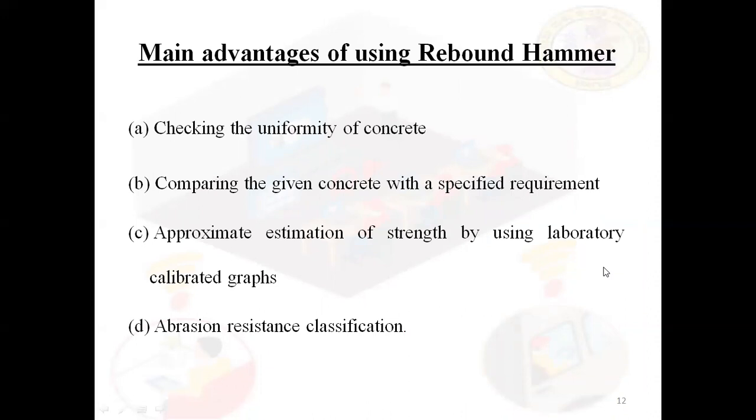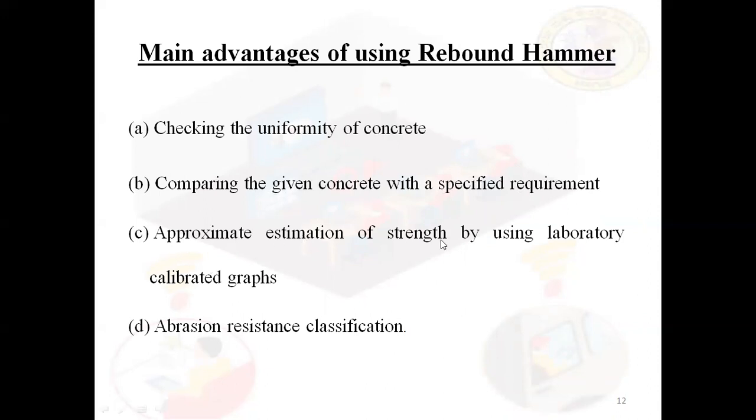Some of the main advantages of the rebound hammer: we can check the uniformity of the concrete. For a particular element, we can measure at different places. For example, if we are conducting a test on a column, we can test different positions of that column to check the uniformity of the concrete element. Next, comparing the given concrete with the specified requirement. By conducting the required number of tests, we are not causing any disturbance to the concrete element. We can see the actual, existing strength of the element. From that, we can decide whether we have to increase the strength of the concrete or go for retrofitting or different techniques.